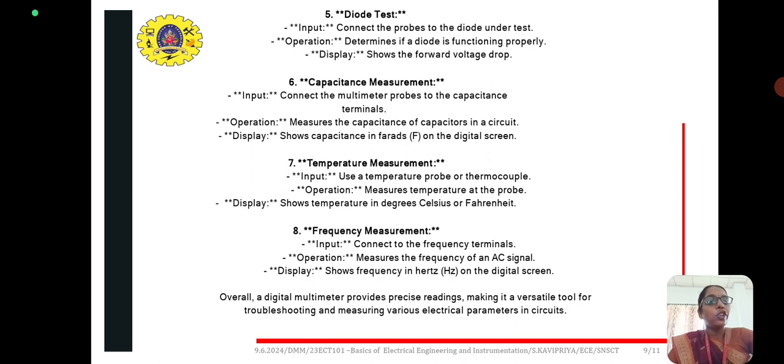So overall, the digital multimeter provides precise readings, making it a versatile tool for troubleshooting, and it also measures the electrical parameters in the circuit. It measures the capacitance, it measures the resistance, it checks the diode functionality, it measures the frequency, and it also measures the voltage across the terminals. So it can measure electrical parameters, and it is also used for troubleshooting.